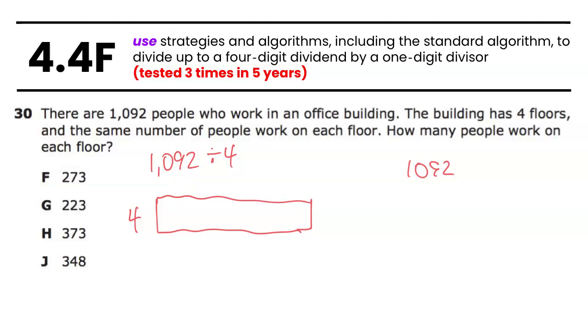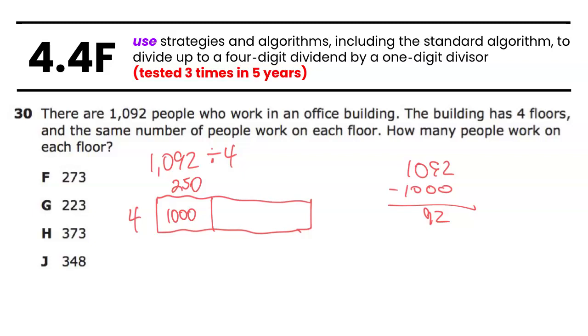Or maybe they realize that if we multiply by 25, that would get us to 100. And then if we multiply by 250, that would get us to 1,000. And so that's a good starting place here for this particular problem. If we take away the 1,000 over here, that's going to leave us with 92. Well, what could we multiply 4 by in order to chip away at 92?